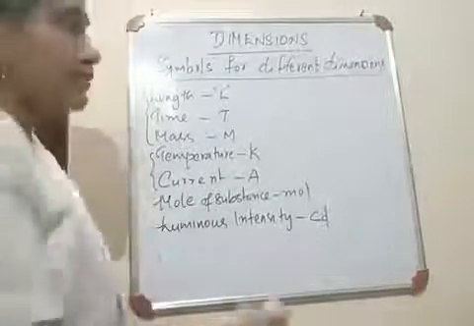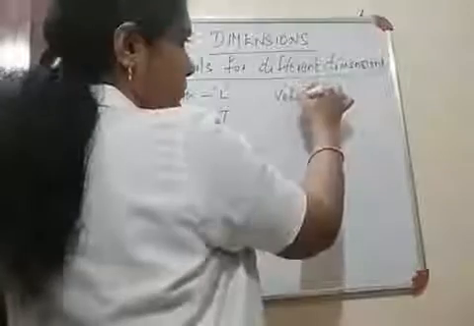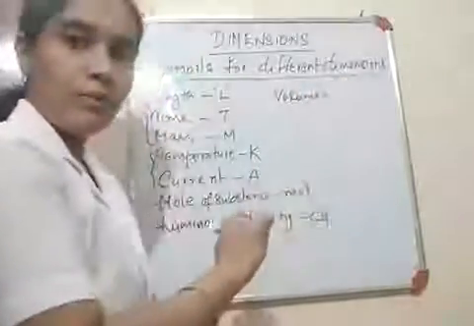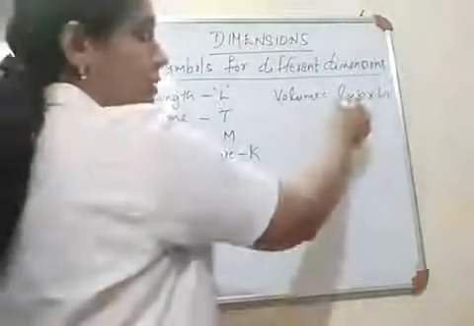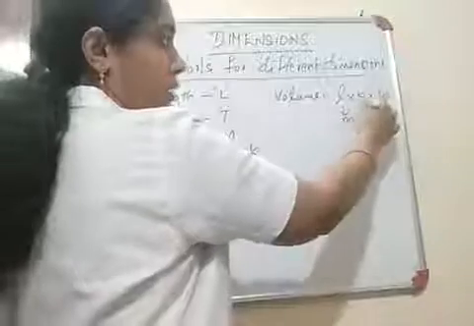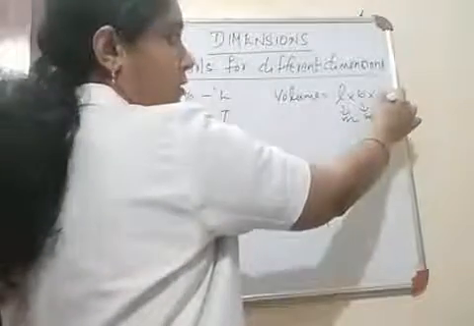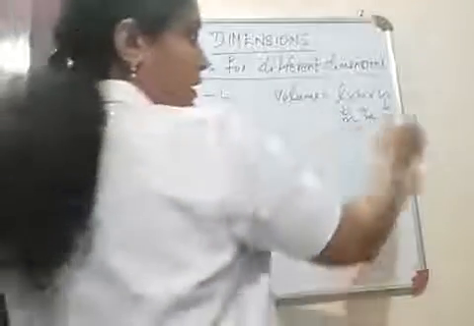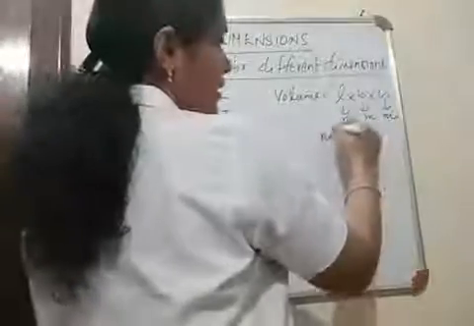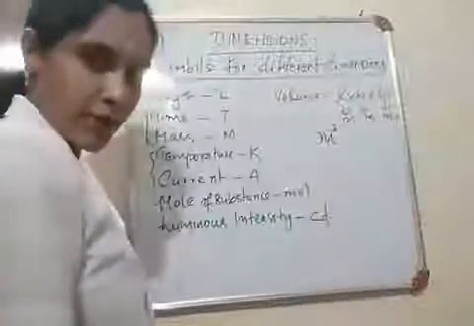Okay, for example, volume. How will you find out the volume? What is the equation to find out volume? It is length into breadth into height, isn't it? And what is the unit of length? Meter. What is the unit of breadth? Meter. What is the unit of height? Again, meter. So the unit of volume is meter into meter into meter, meter cube.